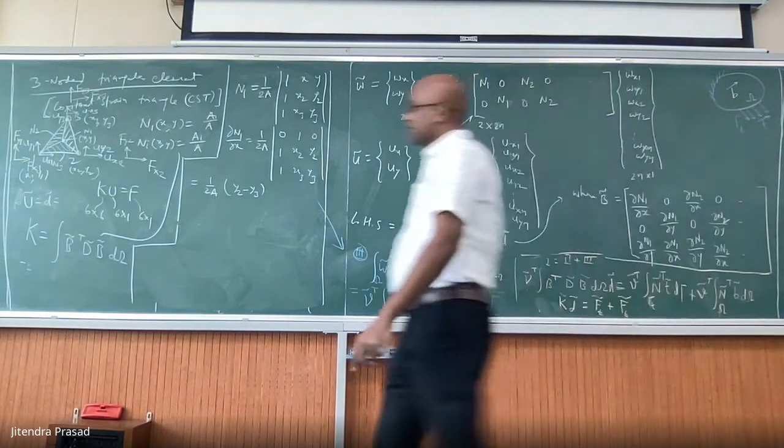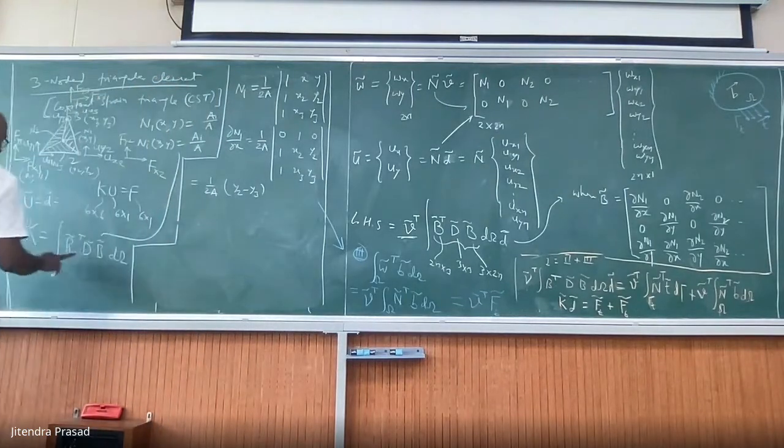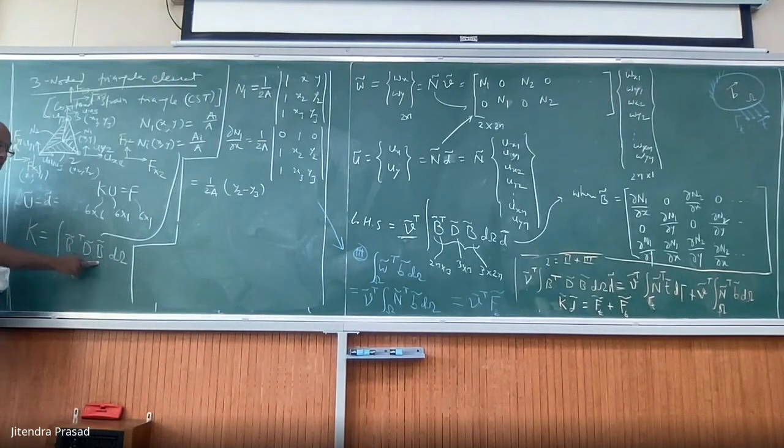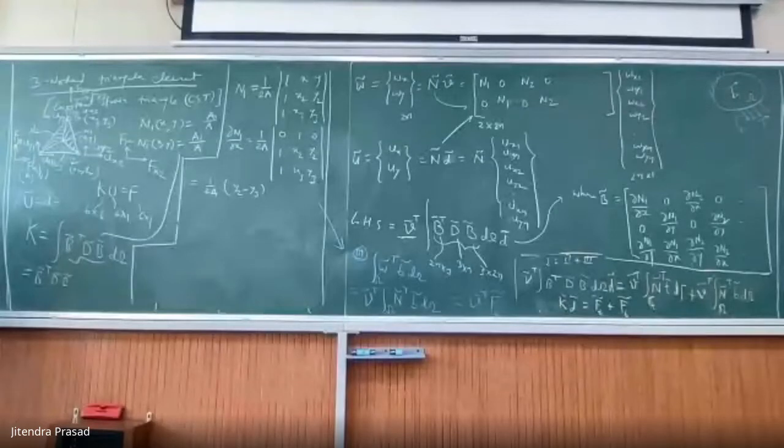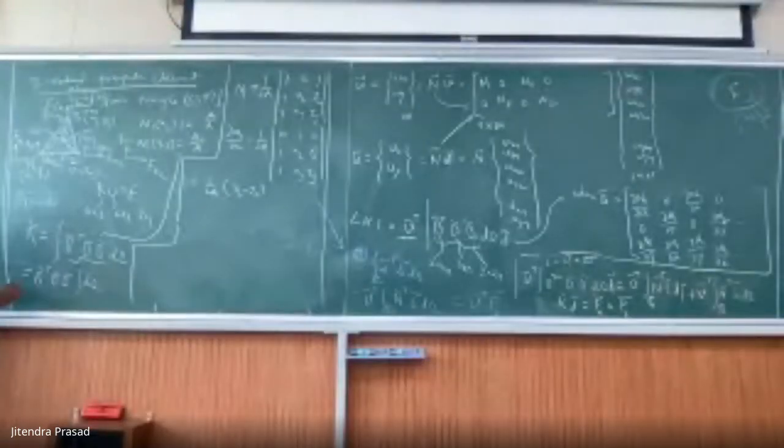So you will get this constant, this is constant to begin with, this is also constant. So you get K which is constant. Basically, K is constant, but what I mean is this really in this case will be B transpose D B, and then d omega, which is equal to the area.